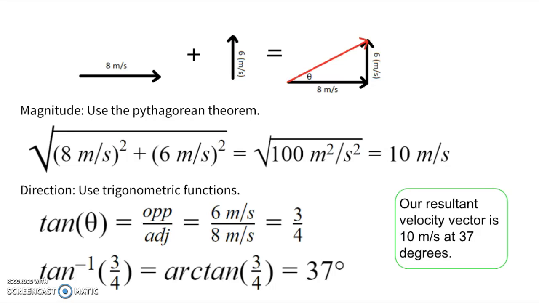Therefore, we can say that our resultant velocity vector is 10 meters per second at 37 degrees. This 37 degrees is with respect to the horizontal. We generally call, for example, the positive x-axis our 0 degrees, and we go around counterclockwise from that quadrant. Hopefully you remember that from math class.